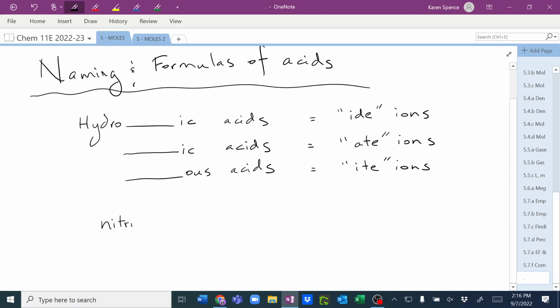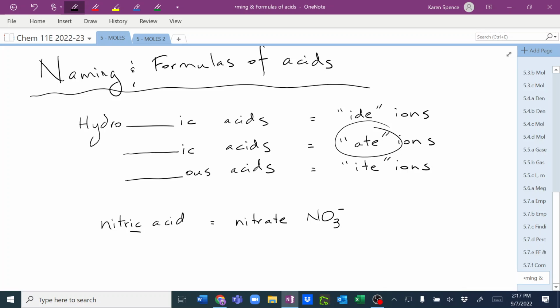Okay, so if you come across an acid that says nitric acid, you say, okay, that has the ic, but it does not have the hydro, which means it is based upon the ate ion. So that's going to be nitrate. And does anyone remember the formula for nitrate? It is N, and what's attached to it if it's got an ate ending? O. Nitrate is NO3, and it has a negative charge. Those should be in your flip the periodic table, so you can look those up. We won't bother memorizing them at this point.